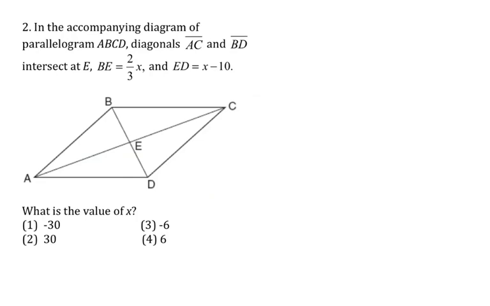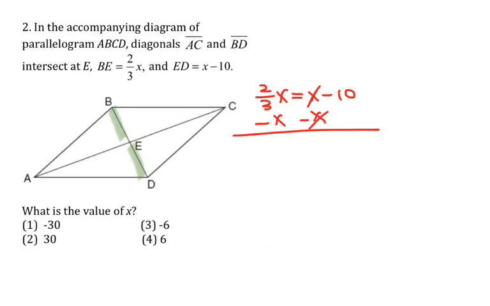So here we have, similarly as before, BE is this portion, and ED is the other one. And you can see that these are also bisected by the other diagonal, which is AC. Now we can set up the equation here. We get 2/3 x must be equal to x minus 10. What we can do is subtract x from each side. Then, of course, on the right side, we get negative 10 left.